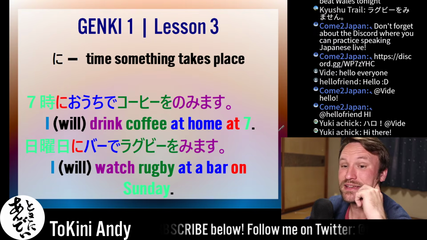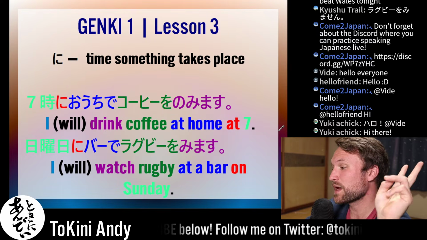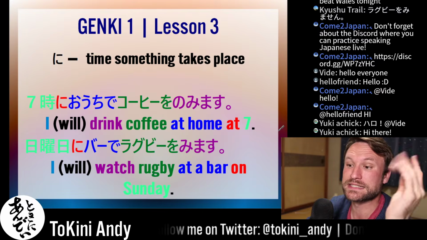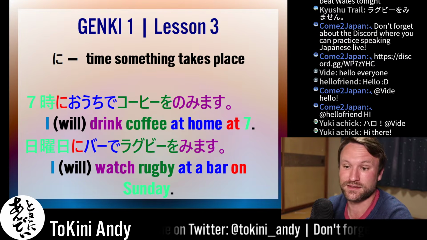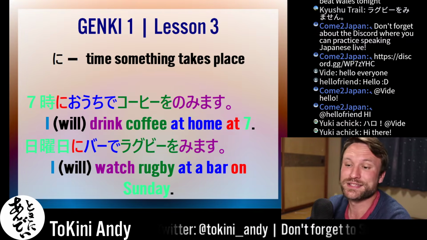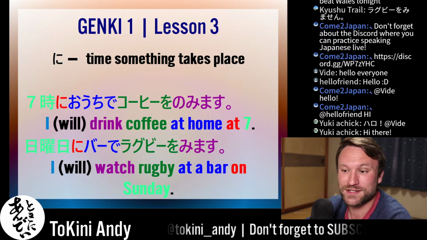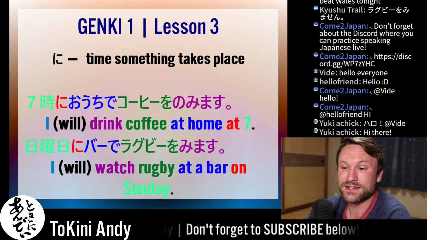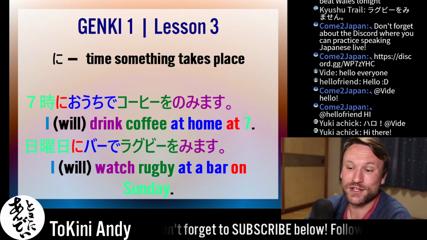So ni, there's 2 different ways it's used that are covered in this lesson in Genki 3. And the first one that I'm going to go over is the time that something happens at. So this time something takes place. So we're going to use the same sentences before and just make them a little longer and say what time they happen using ni. So we'll use ni, de, and o all in the same sentence.